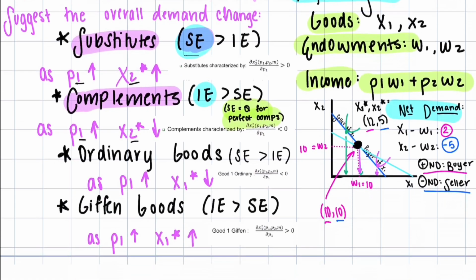Then ordinary goods, we already know what this is. As the price of one good goes up, the demand for that same good goes down. Giffen goods are the opposite. As the price goes up, your demand for that same good goes up. Here, the substitution effect is stronger, and with Giffen goods, the income effect is stronger, and let me show you what that looks like.